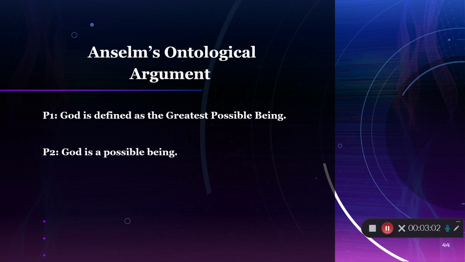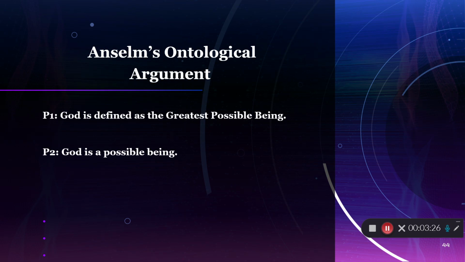Premise two looks a lot like premise one, but it is its own unique and substantive premise, and it cannot be deduced from premise one. Premise two is: God is a possible being. Now let's stop and talk about premises one and two.